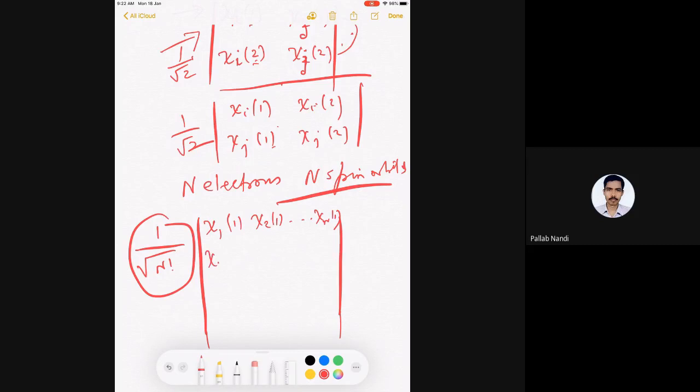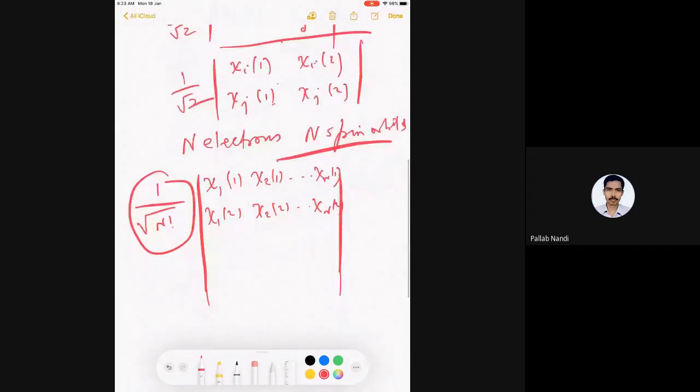Then chi1 2, chi n 2. I hope you can see how to write it. And then the coordinate 3 will come, and eventually coordinate n will come: chi1 n, chi2 n, chi n n. So you can see that the first row becomes the coordinate electron 1, second row coordinate electron 2, and coordinate electron n. First column is chi1, second column is chi2, and so on. Nth column is chi n.